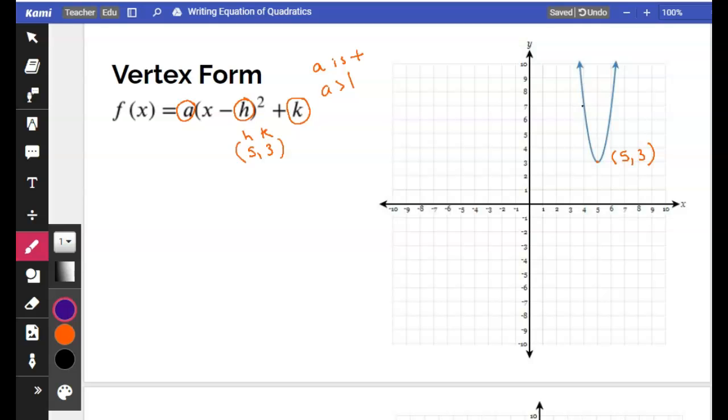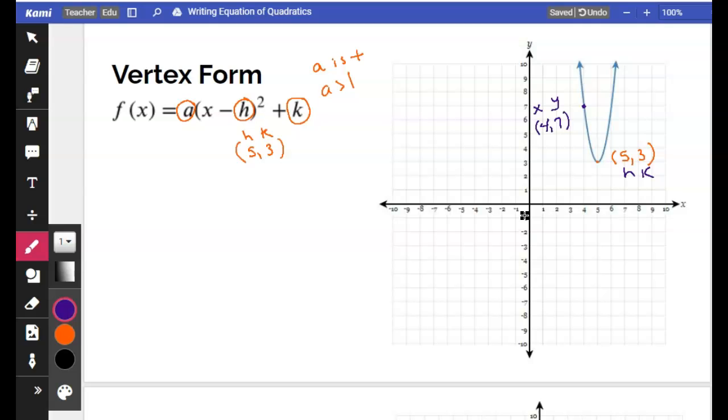So I'm going to find a point right here that is a nice identifiable point. That happens to be 4, 7. And I'm going to use that point as a random point to help me find the value of a. So I have an x, y value, I have an h, k value, which means in this equation the only letter I don't have is a, which is cool. That's what I'm going to solve for.